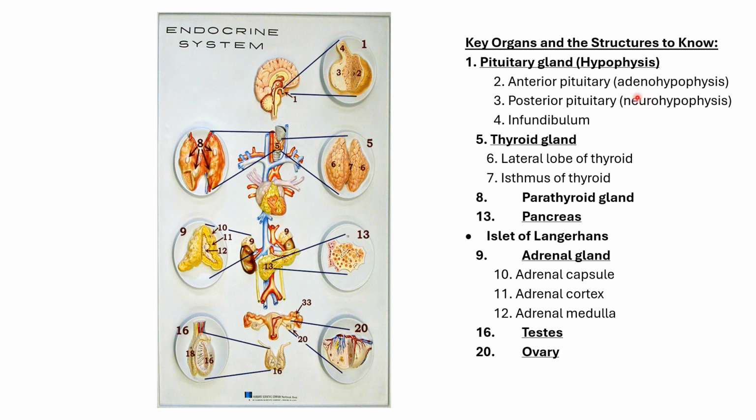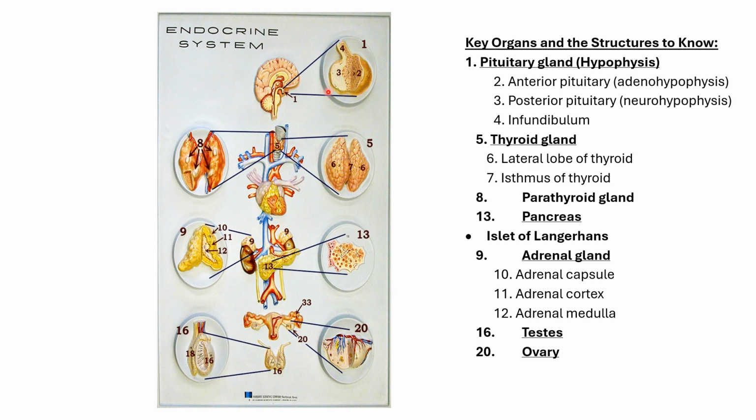Anterior pituitary is also known as adenohypophysis. Why? Because it is a true gland. When we look at the slides of the anterior pituitary, you will see glandular tissue. And this posterior pituitary is also known as neurohypophysis because actually it is a part of the nervous system.